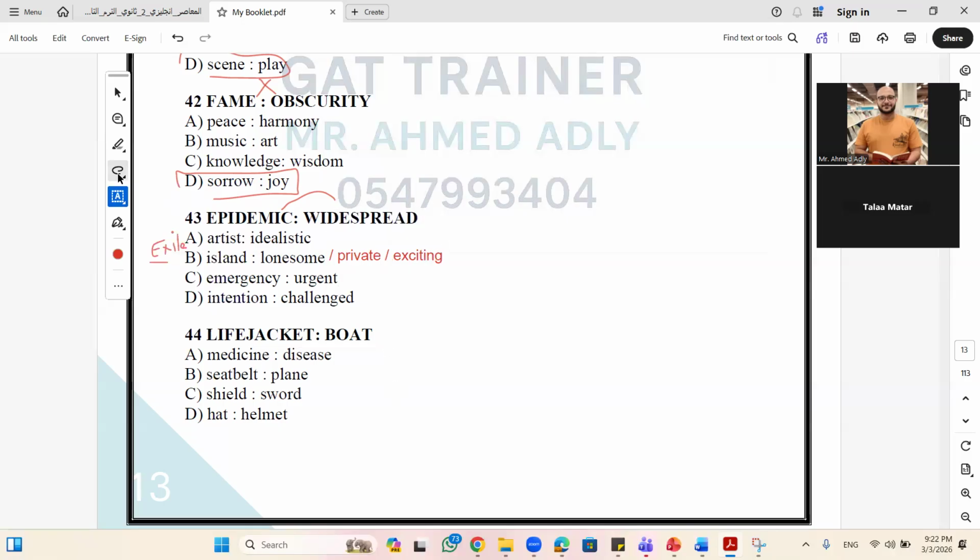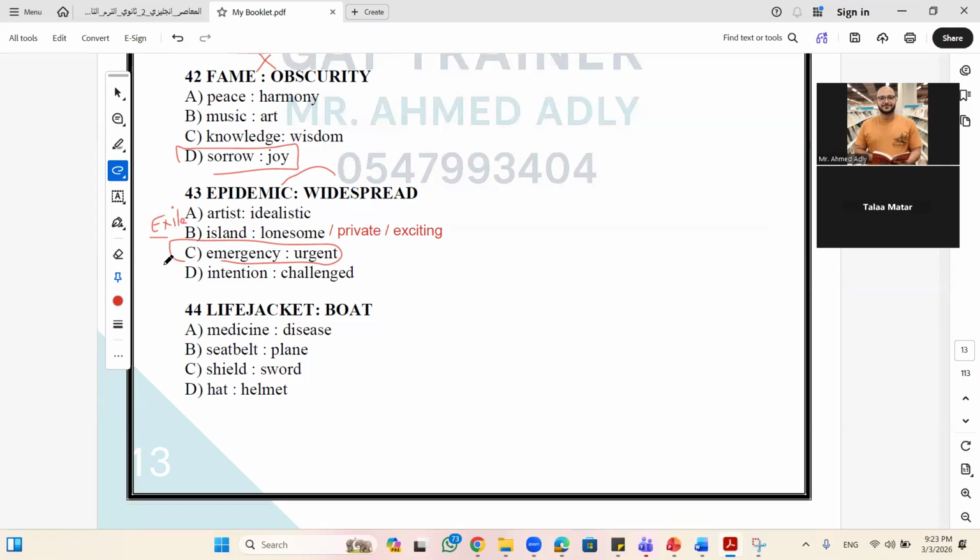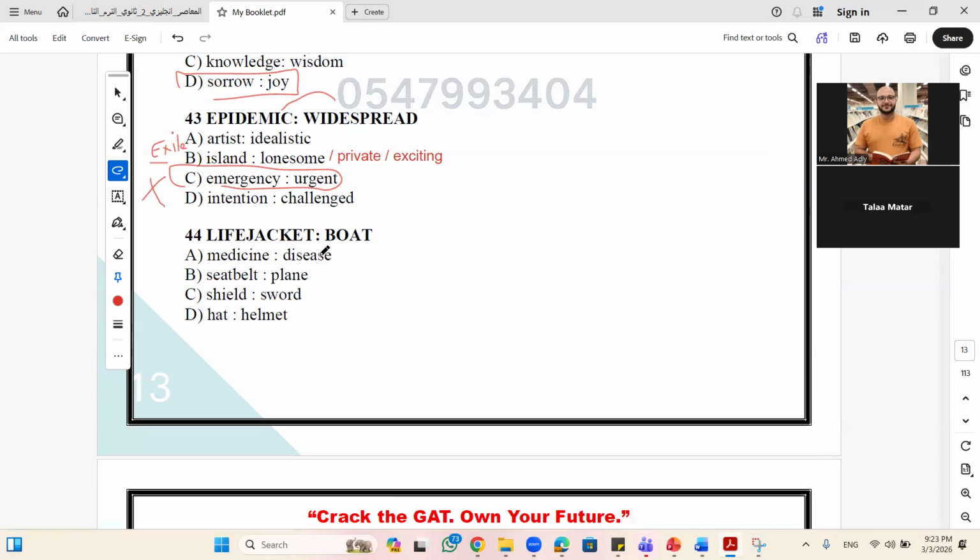There's a better one here. A case of emergency is always urgent. Yeah, so here this is too broad. At the same time, living on an island is lonesome. But we have a lot of places that have islands with people, like the Canaries. I'm sure that if you go and live in the Canaries, it's not going to be lonesome. Okay, nope.